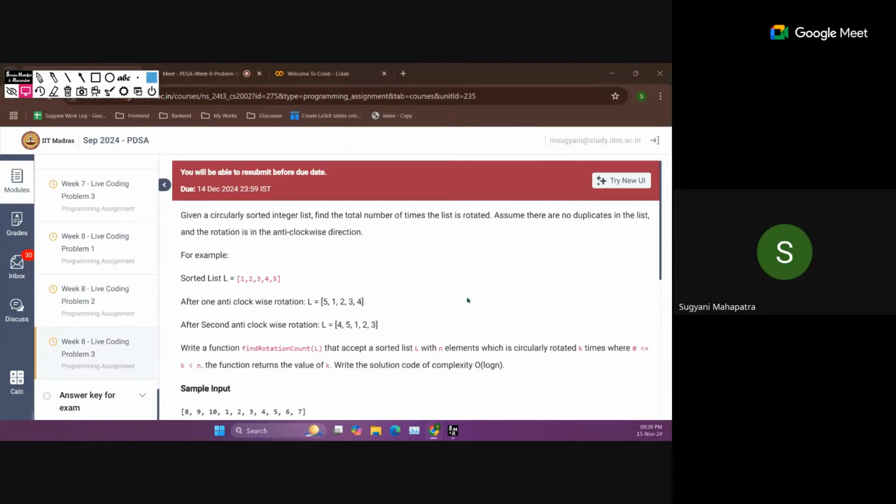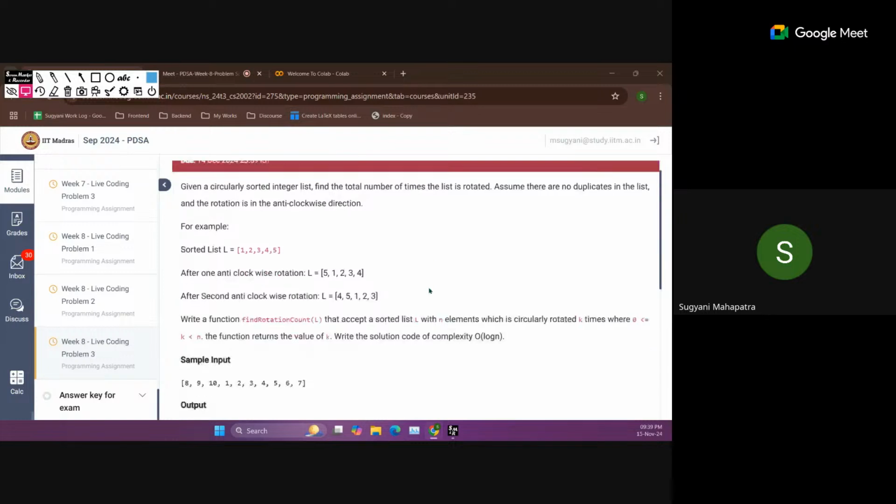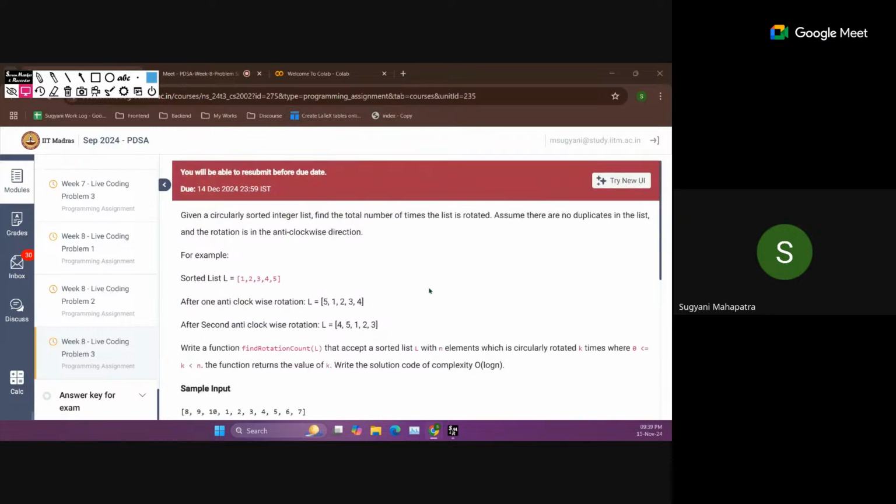This is a different question than what I was told earlier. Okay, so let's look into this question. Given a circularly sorted integer list, find the total number of times the list is rotated. Assume that there are no duplicates in the list and the rotation is anti-clockwise.